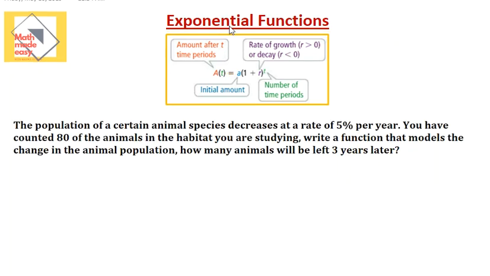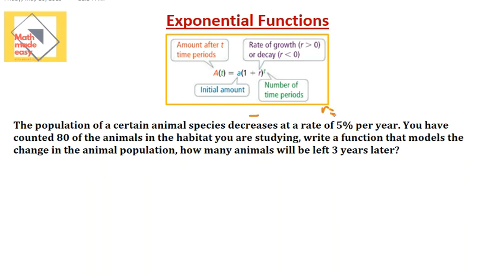Now let's look at our second question. We're going to use the same rule again. In this question, it says the population of a certain animal species decreases. Take care, if it decreases, then the change is negative because it's going to decrease at a rate of 5%.